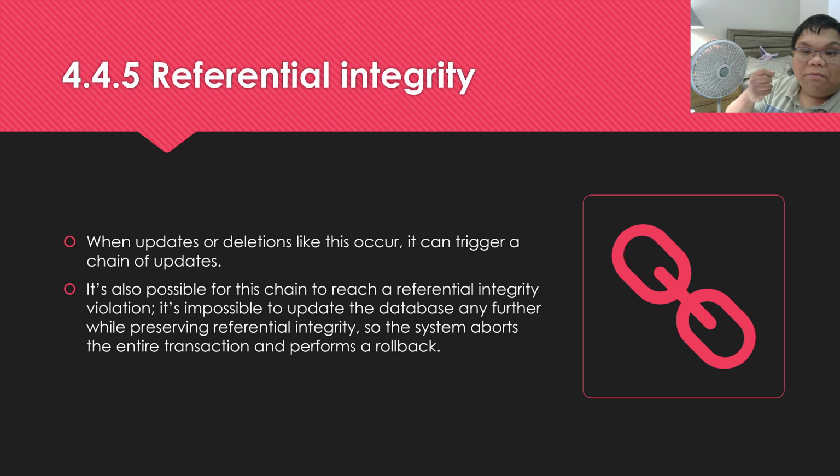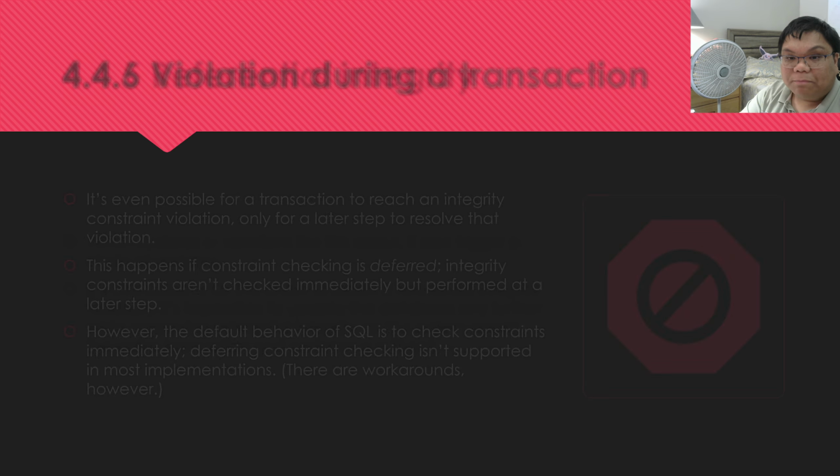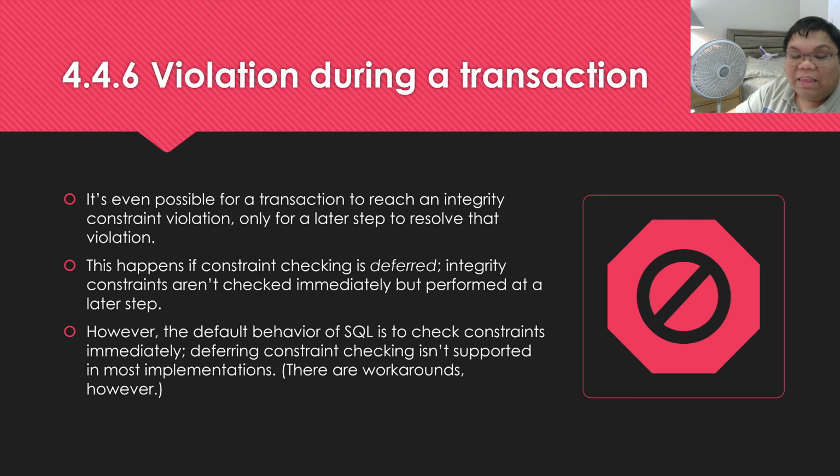Sometimes when you do an update or delete this way, it can trigger a chain of updates. It's also possible that this chain can lead to a referential integrity violation. We can't update it anymore because we've already violated referential integrity, so the system aborts the entire transaction and it performs a rollback instead.